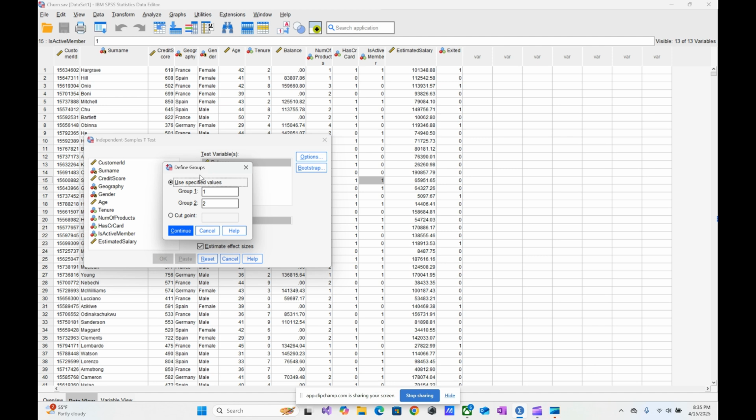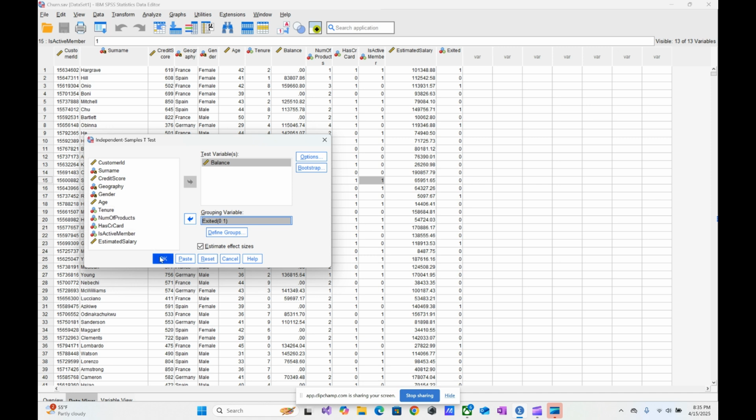So within this small box, we want to go ahead and replace Group 1 with 0, and then Group 2 with 1. This is just telling SPSS to use 0, which will equal stayed, and 1, which will equal churned. Simple as that. So once you do that, go ahead and hit continue. And we're going to go ahead and click OK.